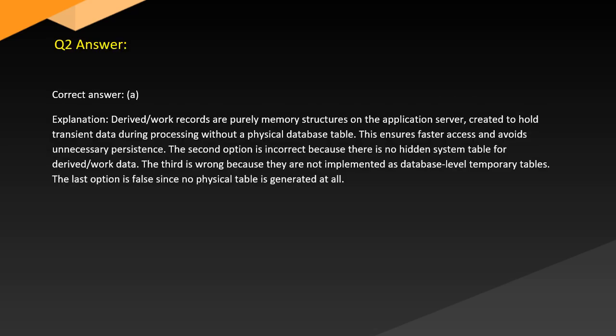Answer. Correct answer. A. Explanation. Derived work records are purely memory structures on the application server created to hold transient data during processing without a physical database table. This ensures faster access and avoids unnecessary persistence.